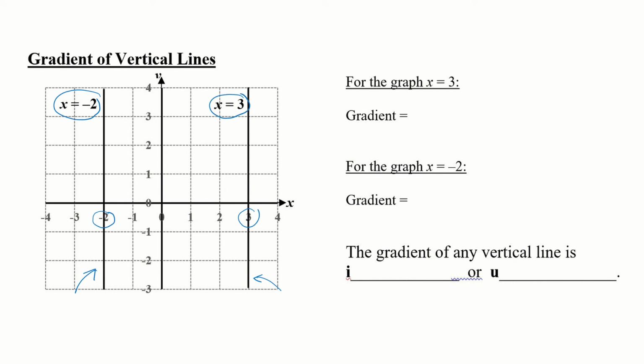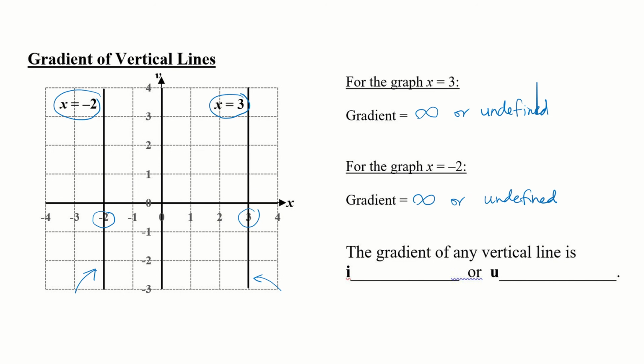Now you can see that these two vertical lines go straight upwards. So what are the gradients of such vertical lines? The gradient is going to be infinity. Infinity means it's so big, it's uncountable, it's totally undefined. So we write it as undefined or infinity. Sorry, I don't know what happened there. So for both lines, it's infinity or undefined.